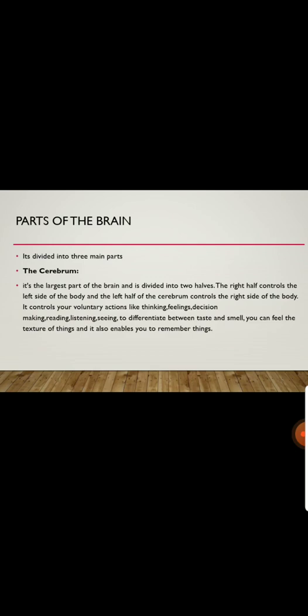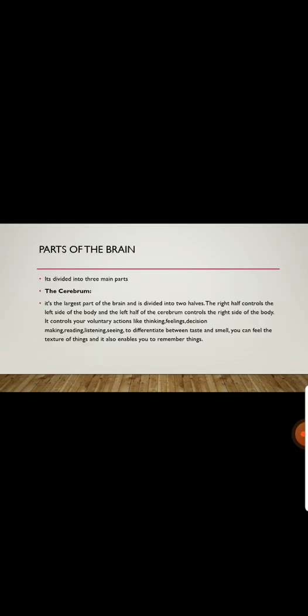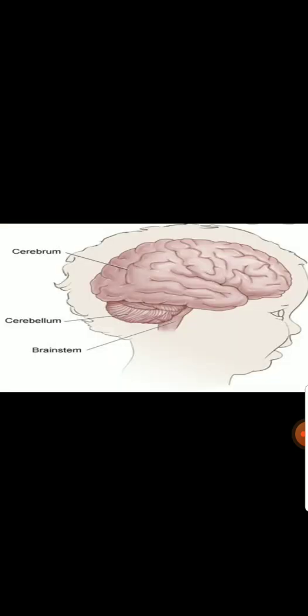You differentiate between taste and smell. You feel the texture of the things and you remember different things. All these things are controlled by which part of the brain? It is controlled by the cerebrum. Okay, then the next part is cerebellum. Cerebellum is located below the cerebrum. See, it is located below the cerebrum.